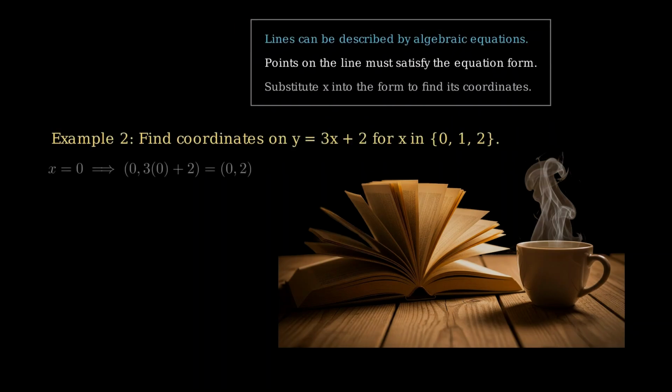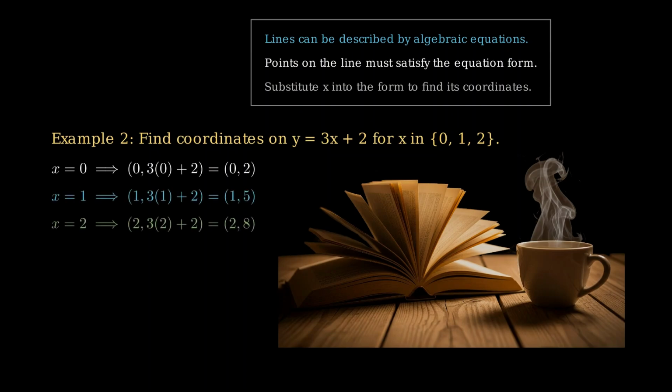Let's solve example 2. The points on the line y = 3x + 2 are defined by the form (x, 3x + 2). Find the coordinates of the points where x is a member of {0, 1, 2}. We substitute each value of x into the expression. When x equals 0, the coordinate is (0, 2). When x equals 1, we get (1, 5). And when x equals 2, it becomes (2, 8). So the resulting coordinates are (0, 2), (1, 5), and (2, 8).